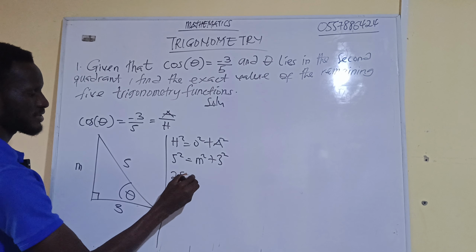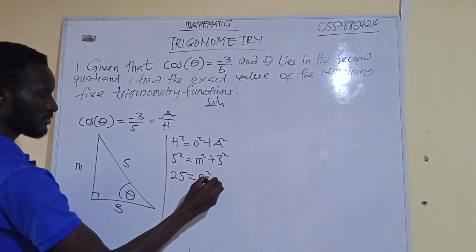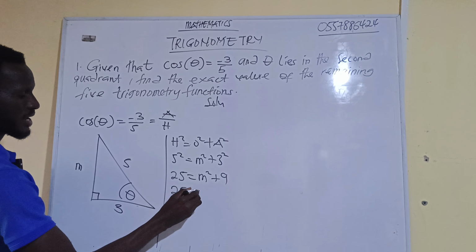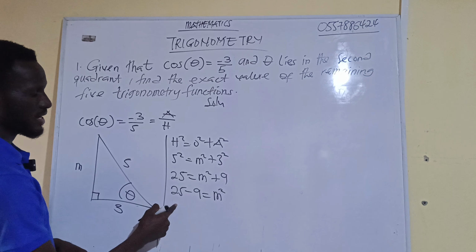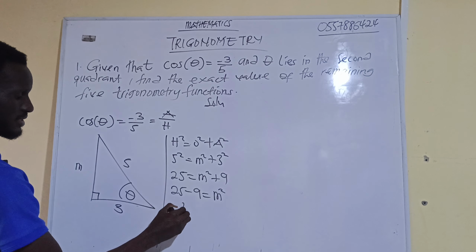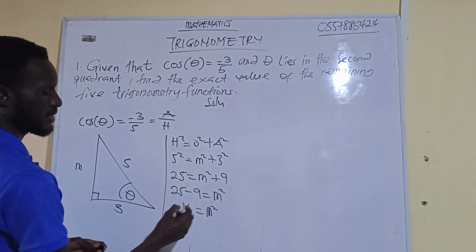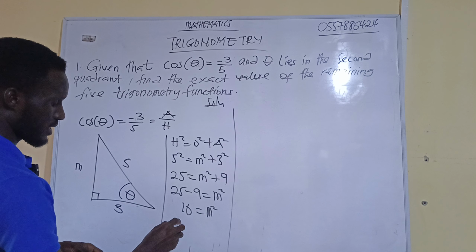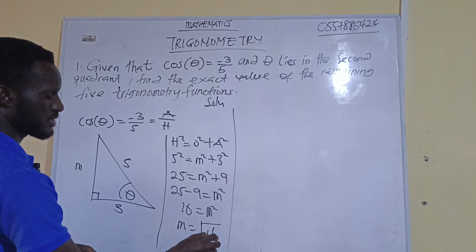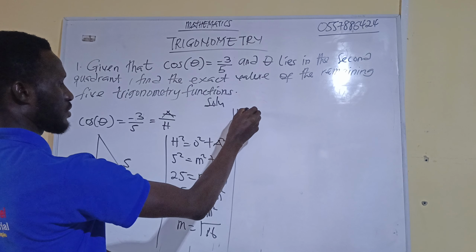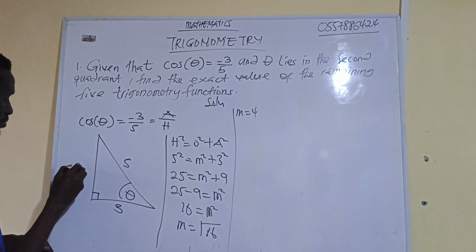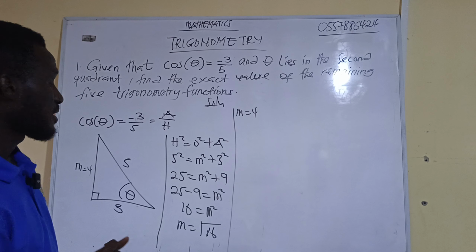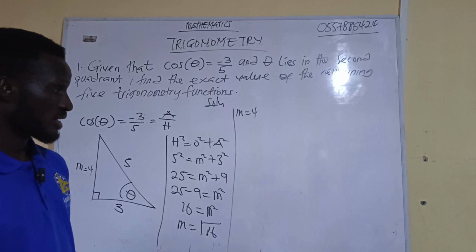So we have 25 is equal to m squared plus 3 squared, which is 9. So 25 minus 9 is equal to m squared. Subtract, and you get 16 is equal to m squared. Now we can get the value of m. m is the square root of 16, so m is equal to 4. I am using only the positive value because the length here is supposed to be positive, not negative.